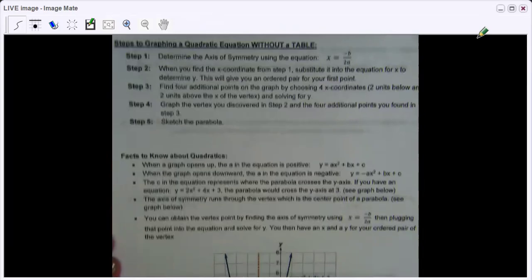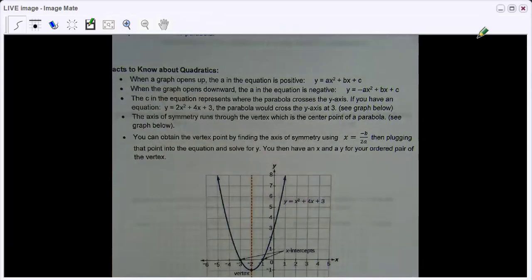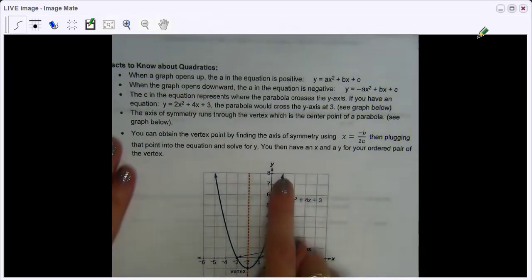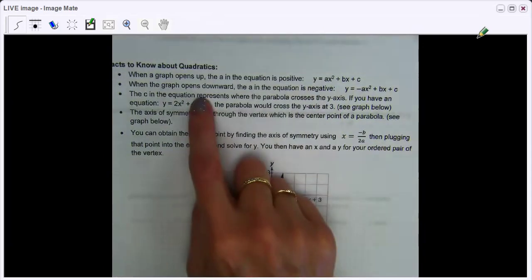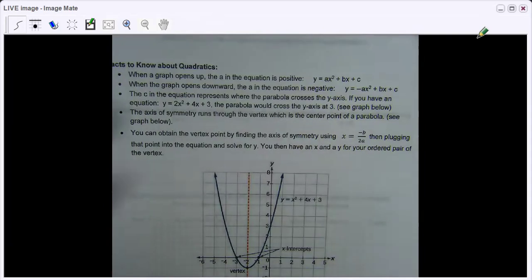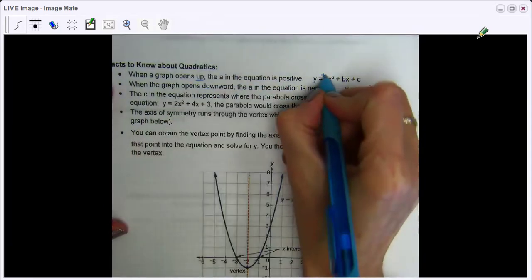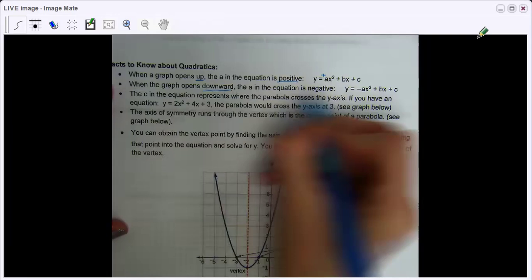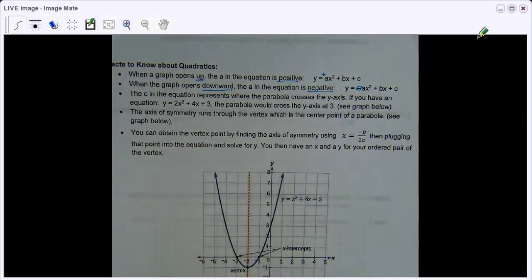All right. A couple of key facts. When a graph opens upward like this, the first term, called the A term in your quadratic equation, is positive. If it opens up, it's positive. If it opens down, it's negative. And that is going to be important in one of our next lessons.